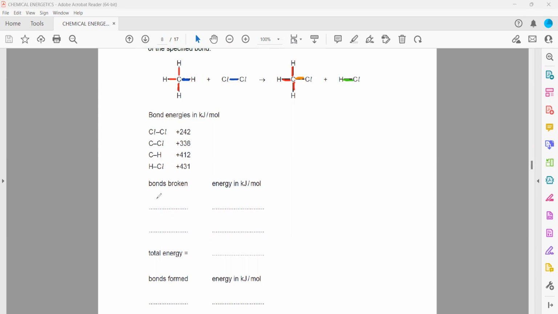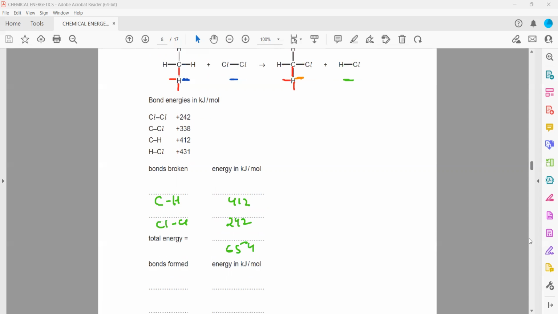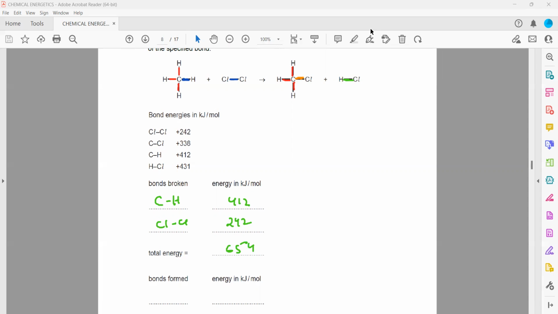So if I only write the CH bond and the ClCl bond, the CH bond energy is 412 and the ClCl bond energy is 242. So the total energy will be 654. Same thing for the bonds which are formed. This is one way of solving such a question: instead of taking all the bonds, I just work out the difference, like which bonds are different in reactant and product.